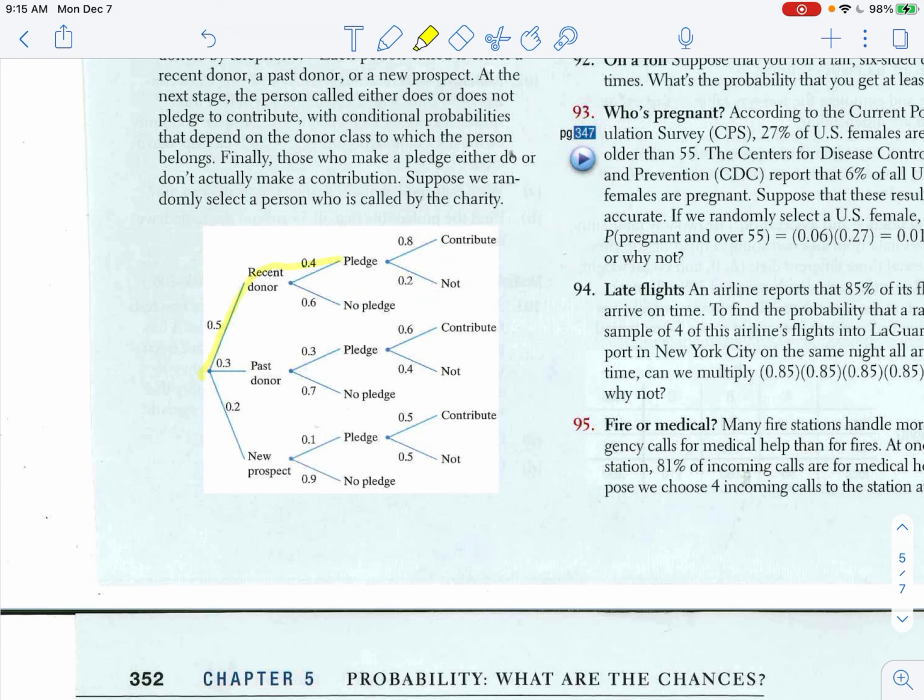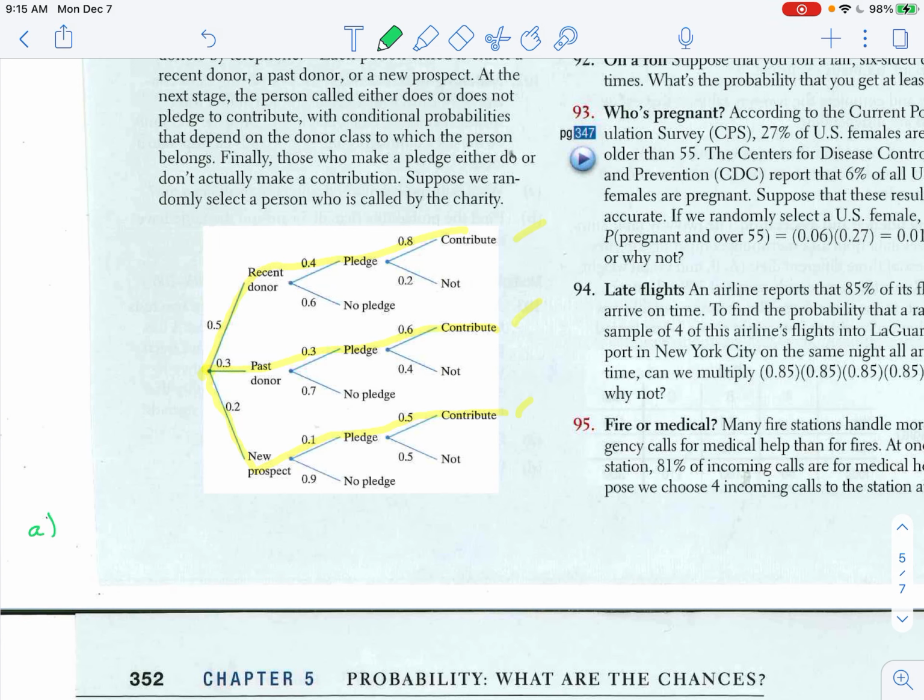Recent donors who say they're going to and then do. Older donors who say they're going to and then contribute. And the new people who say they're going to, they pledge to do it, and then they actually do. So it's either this or this or this. We're just going to sum those branches of probabilities.